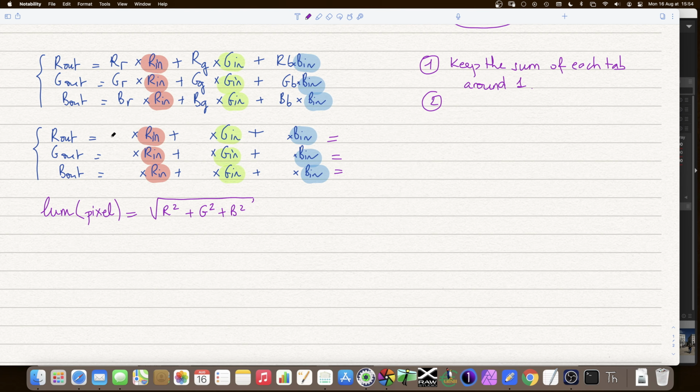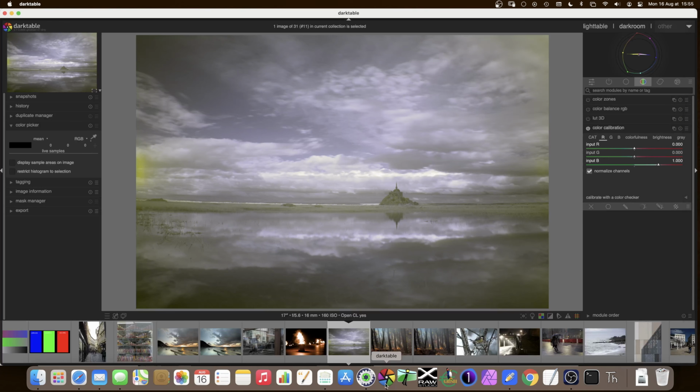One easy way to do it is to take, in the red output, 1 times the red in, and I don't take any notice of the green and blue. For the green output I do the same thing: 1 times red in plus 0 is red in. And the blue output I take 1 times red in, 0, and I have red in. And that theoretically should be a monochrome. Let's go and see.